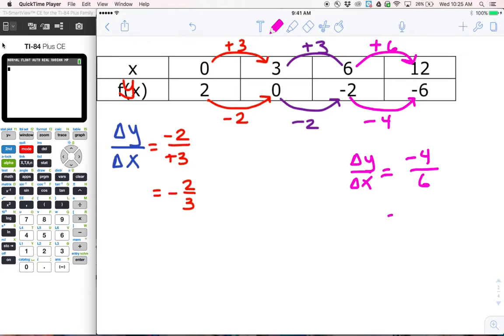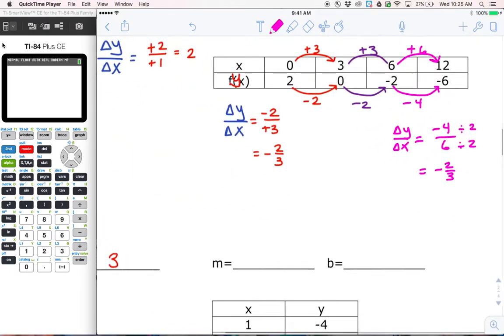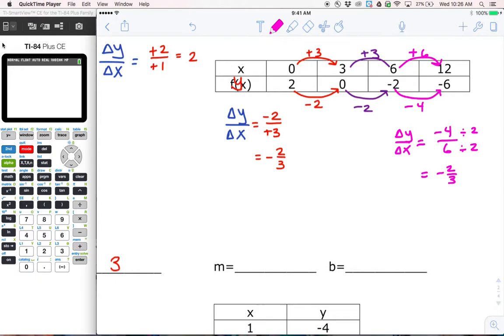Hopefully we realize that that's the same thing, right? I can divide both the top and the bottom by 2. I can reduce this fraction, and it becomes -2/3. It's the same. All of your ratios should be the same when you have these linear functions. All right, so -2/3 is my slope.